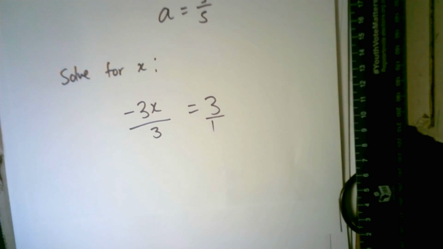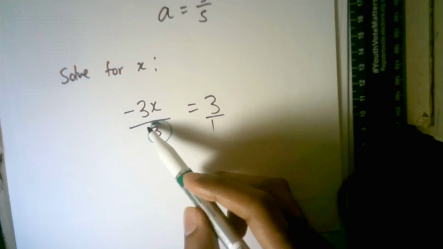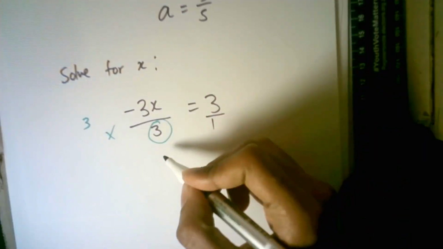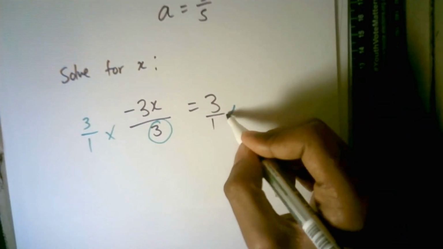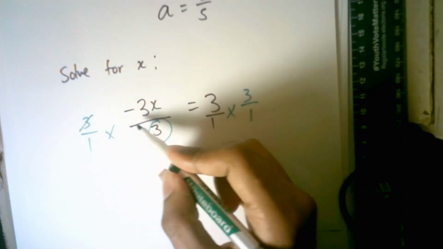So the first thing I need to do is clearly get rid of this denominator of 3. And I know that a fraction is the exact same thing as division. It's actually negative 3x divided by 3. So the opposite of division is multiplication. And to get rid of this divided by 3, I need to multiply both sides of the equation by 3, or you can say 3 over 1. Now you might say, why am I multiplying the left-hand side and the right-hand side of the equation by 3 over 1? It's because I want to get rid of this 3, because 3 divided by 3 is 1.